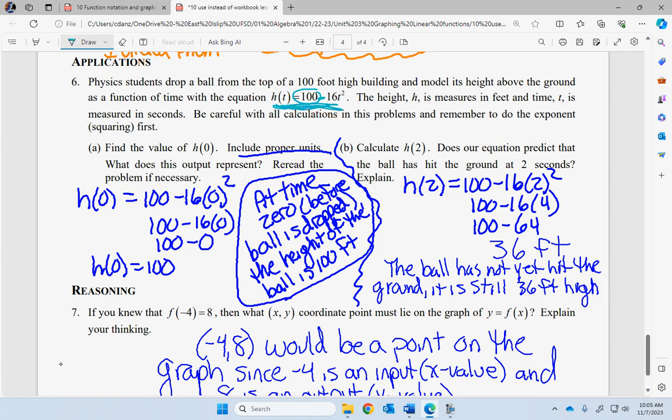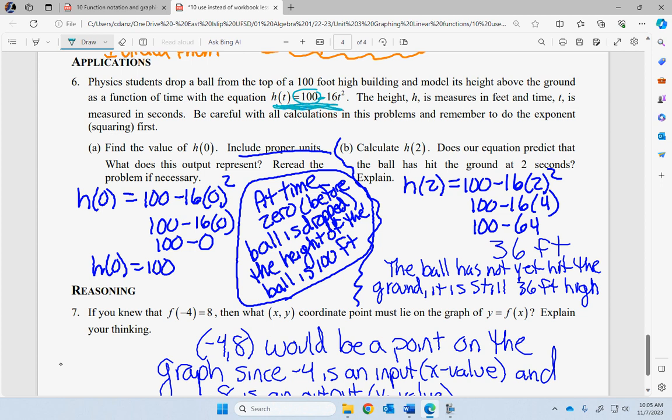Remember, the input in this case is your time in seconds, and the output is your height in feet. So at 0 seconds, it means I haven't dropped the ball yet. So the ball started at 100 feet high. No time has passed, so it's 100 feet high. So that really does make complete sense.